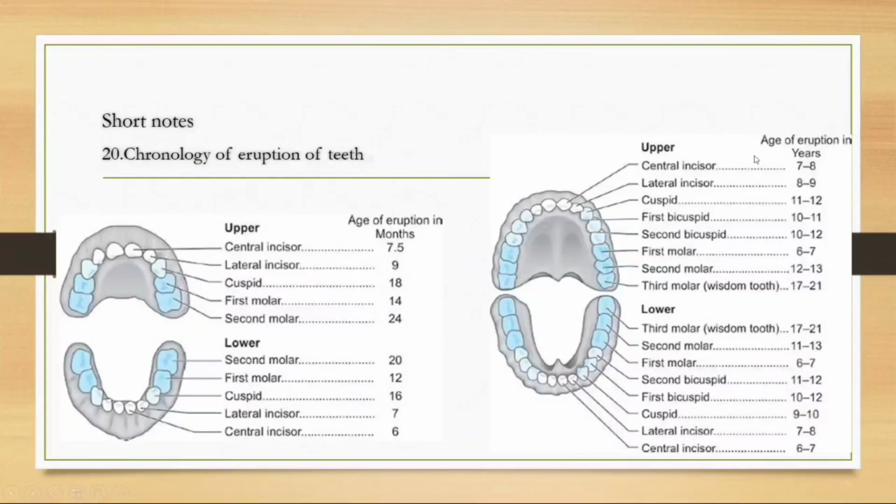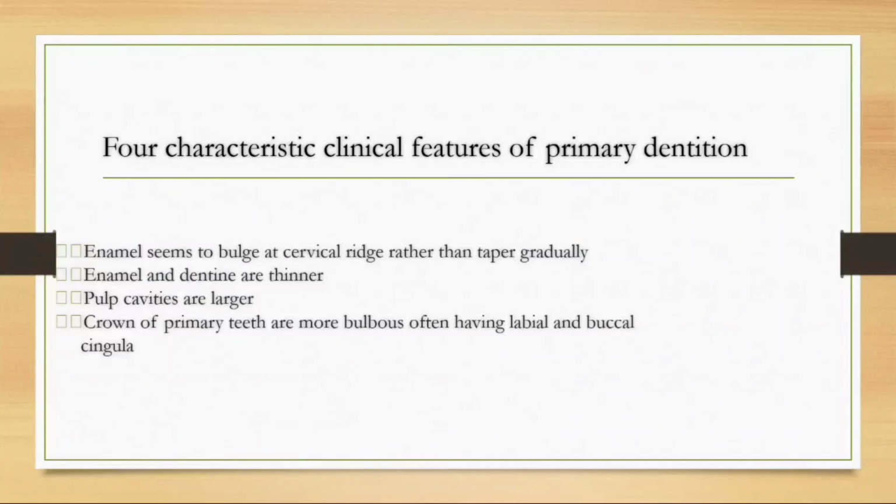Similarly, in the permanent teeth also, the first tooth to erupt is the first molar, and we also have the lower central incisor erupting in the same period. Then the lateral incisor, and at the same time the upper central incisor. So you can just go through this table. That is the chronology of eruption of teeth.